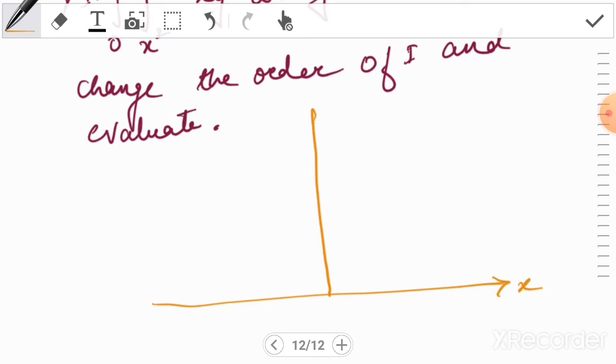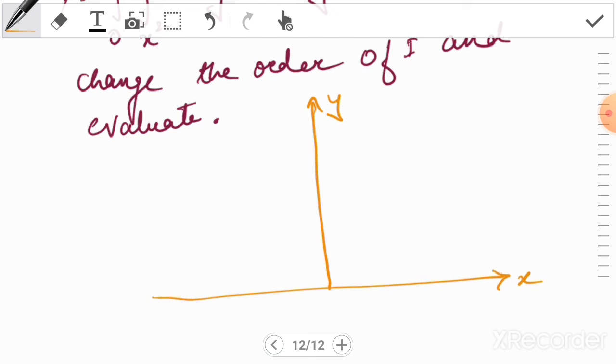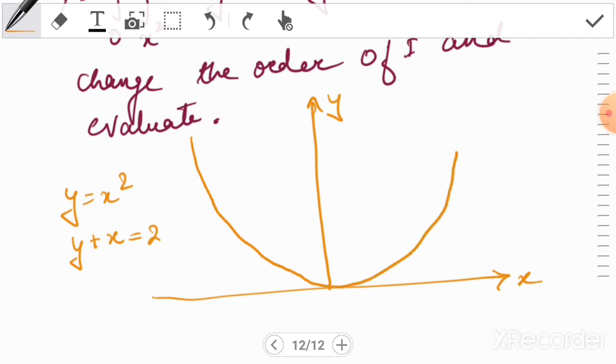See, this is the x axis, this is the y axis. We have to draw y is equal to x square, and then y is equal to 2 minus x, which means y plus x is equal to 2. So, y is equal to x square is a parabola.